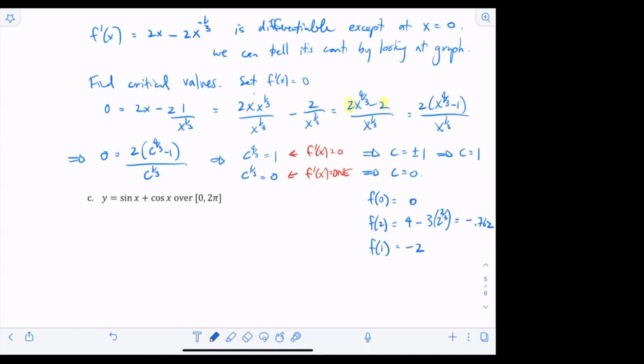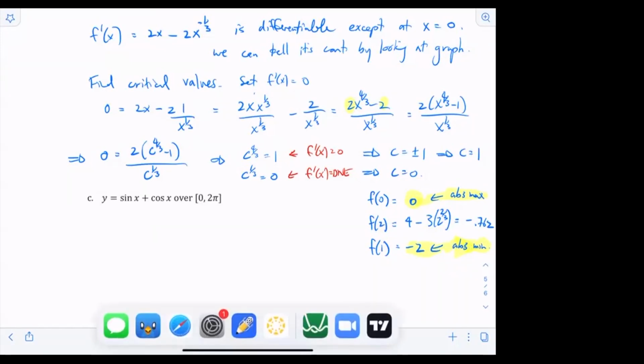Okay. So I think that the biggest of these numbers is going to be 0. So this is the absolute max. And the smallest of these numbers is going to be -2. So that's the absolute min. Does that make sense to everybody? Are there any questions about this? All right, cool.